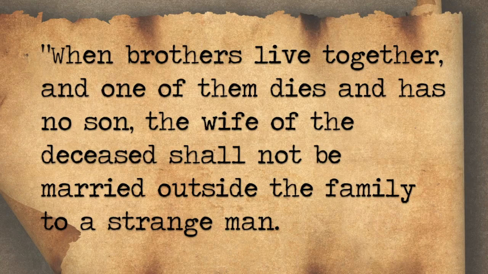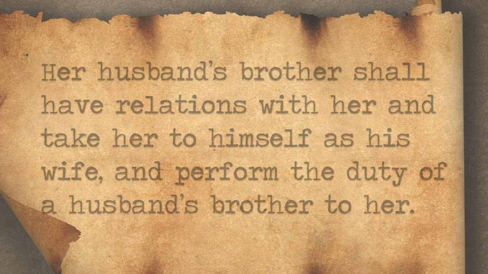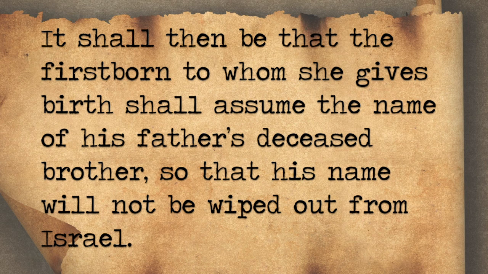When brothers live together and one of them dies and has no son, the wife of the deceased shall not be married outside of the family to a strange man. Her husband's brother shall have relations with her and take her to himself as a wife, and perform the duty of a husband's brother to her. It shall then be that the firstborn to whom she gives birth shall assume the name of the father's deceased brother, so that his name will not be wiped out from Israel.